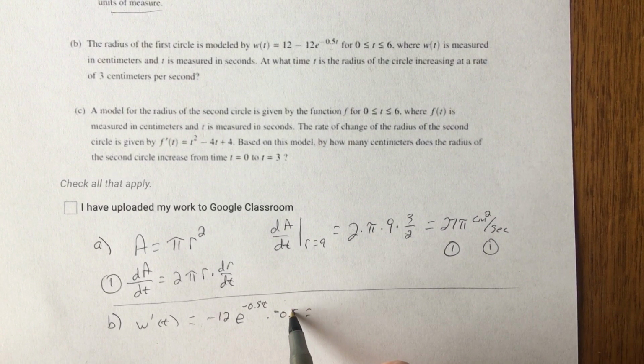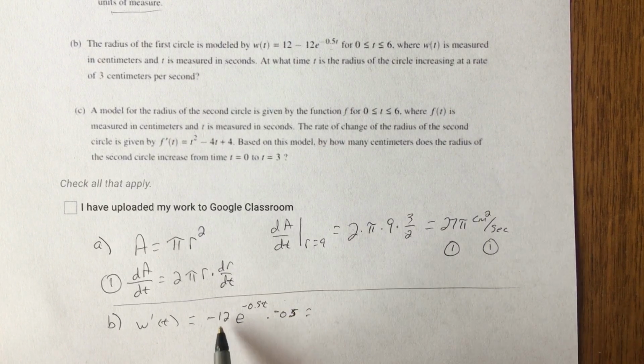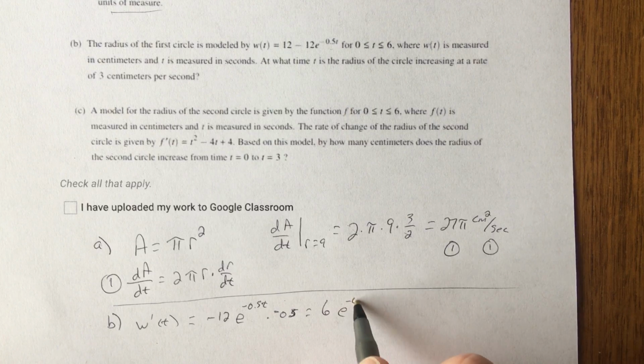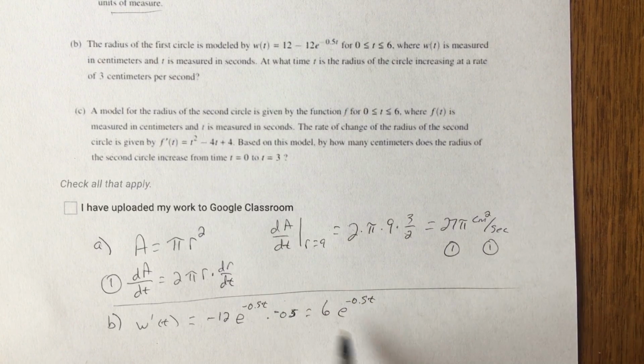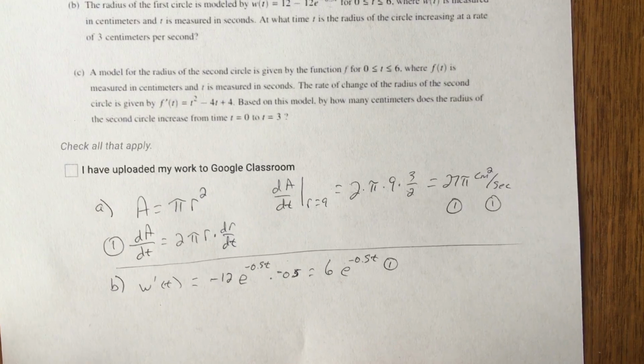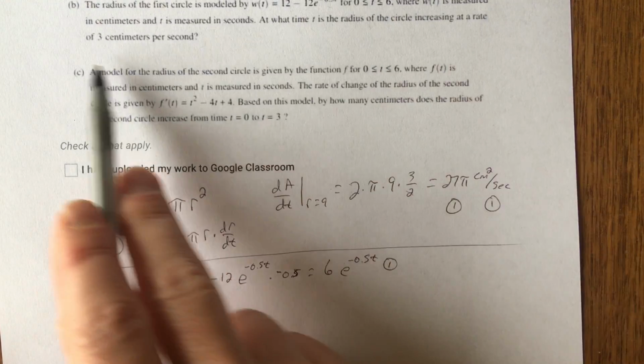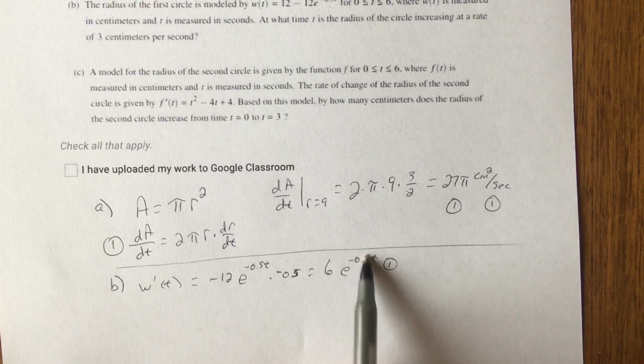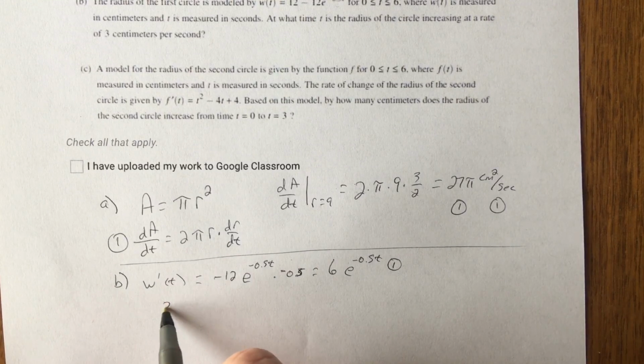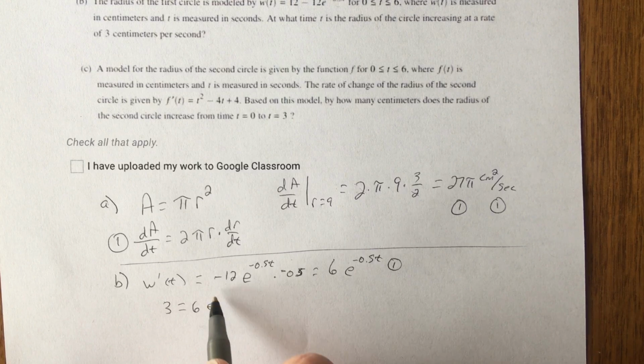And if you simplify, it turns into a little nicer problem. Negative 12 times negative 0.5 is 6, e to the negative 0.5t. If you had that derivative, give yourself a point. Then the question is asking, when is this increasing at a rate of 3? So they want to know, when is this derivative equal to 3? So we set it equal to 3.